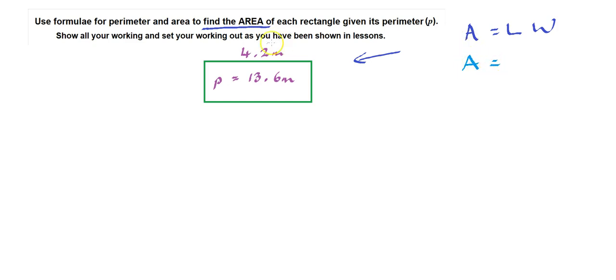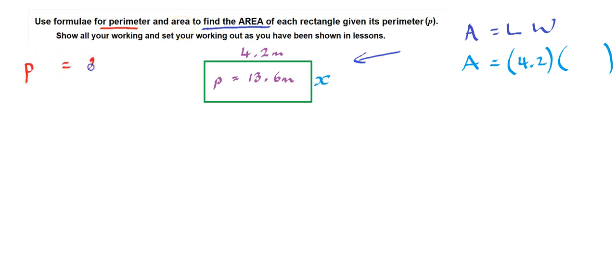So we are given the length, which is 4.2, but we are not given the width just yet. We have to figure out the width, and the width is here, side x. So how do we do that? Well, we've got to use the formula for perimeter. So let's use this formula.